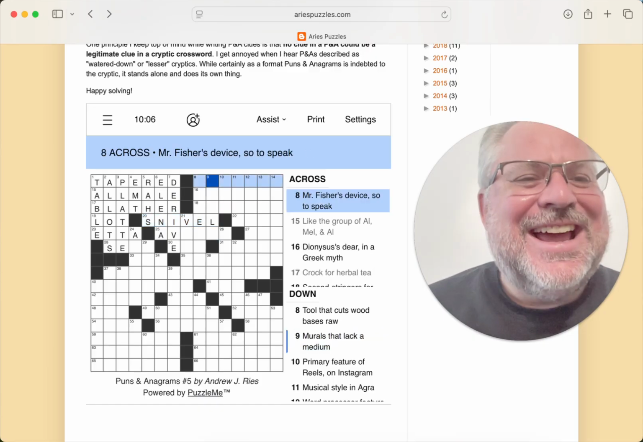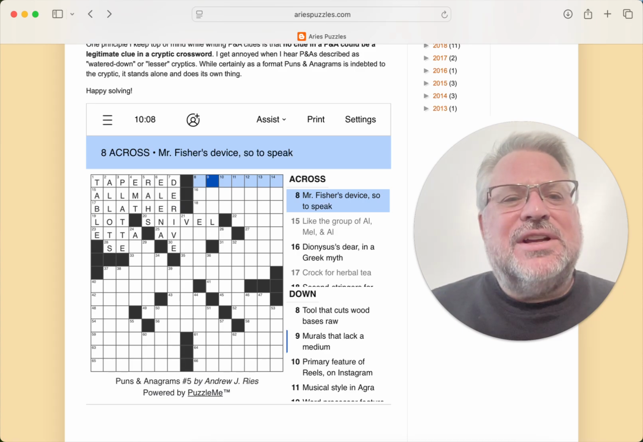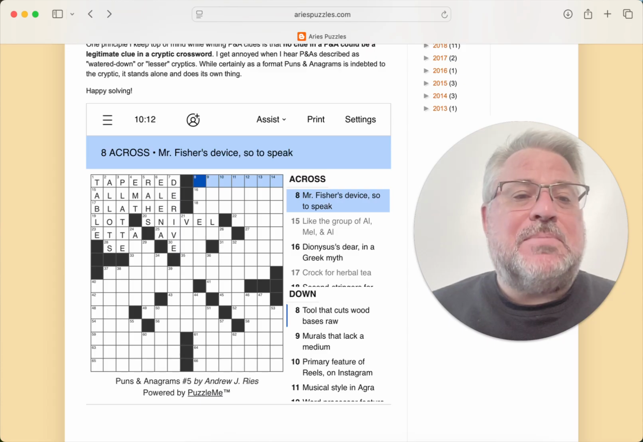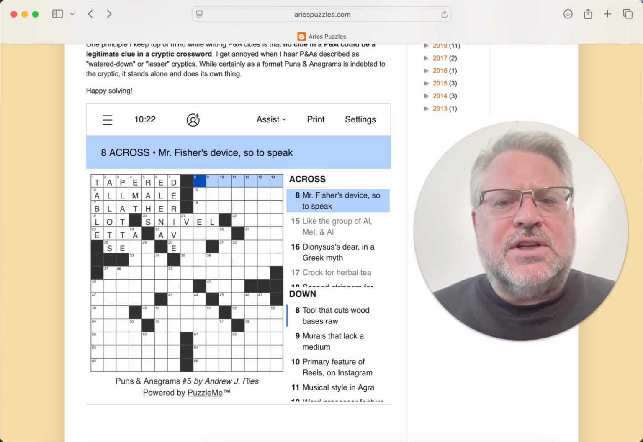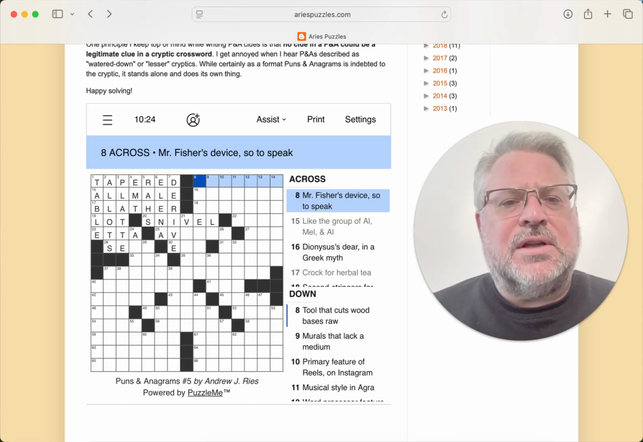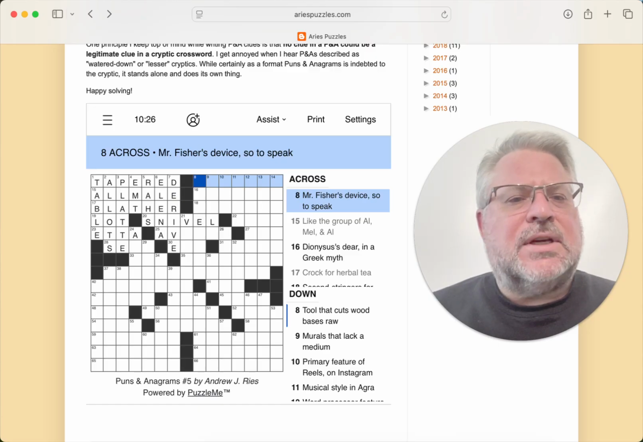This is fun. 8 across, Mr. Fisher's device, so to speak. Mr. Fisher might be Bobby Fischer, the chess player, or we're anagramming the letters in Mr. Fisher. And a device, so to speak. So to speak, I've seen used as a homophone indicator in other puzzles. So I don't know what it is.